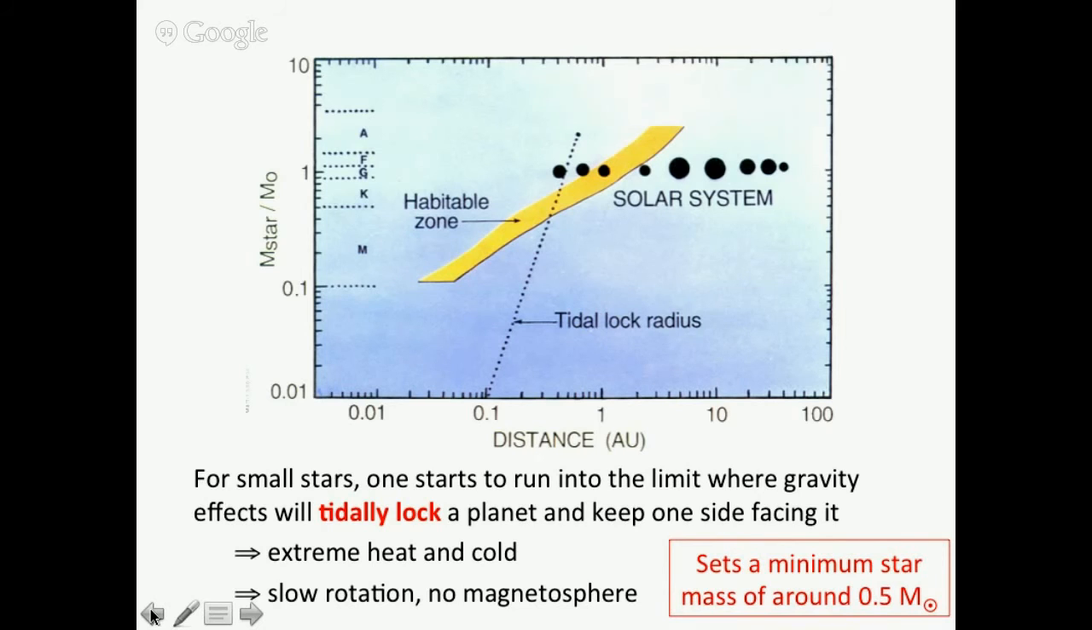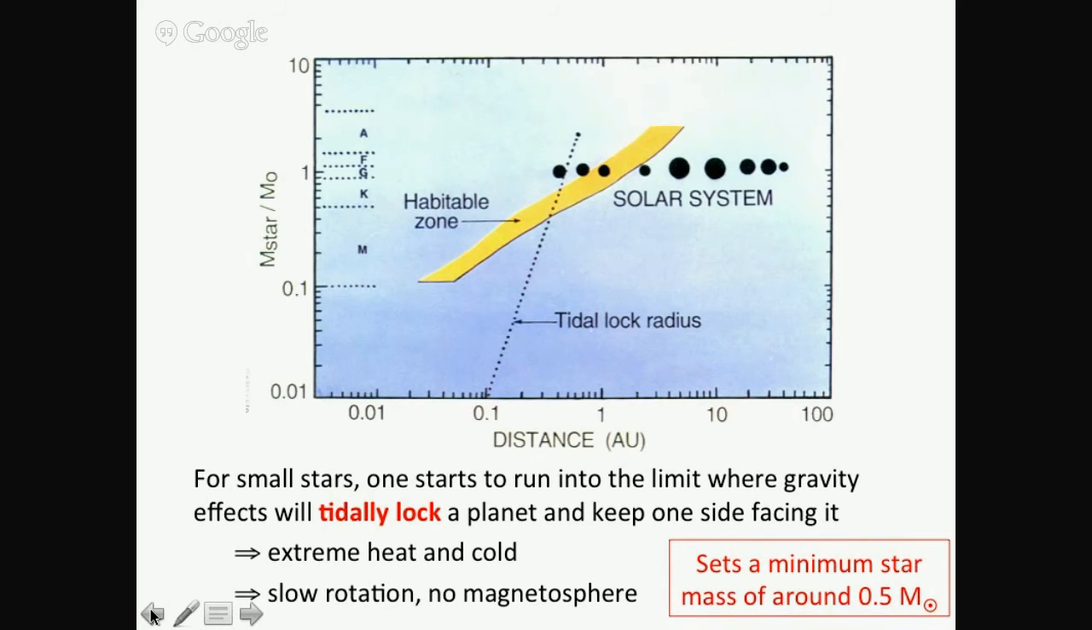So time is an important thing too. How long you actually spend in the habitable zone depends on how wide the habitable zone is and how long it takes your star to evolve. So we're probably going to be out of the habitable zone in about 1 billion years. So have fun now.